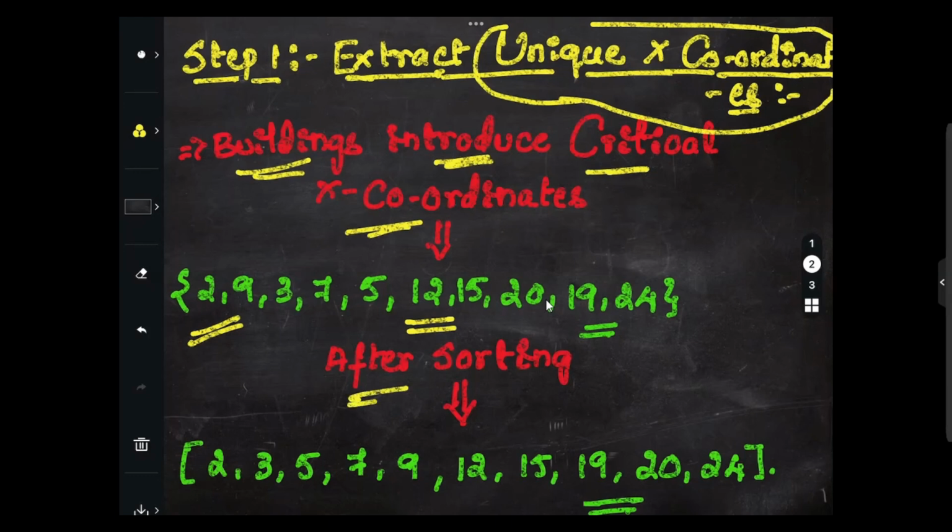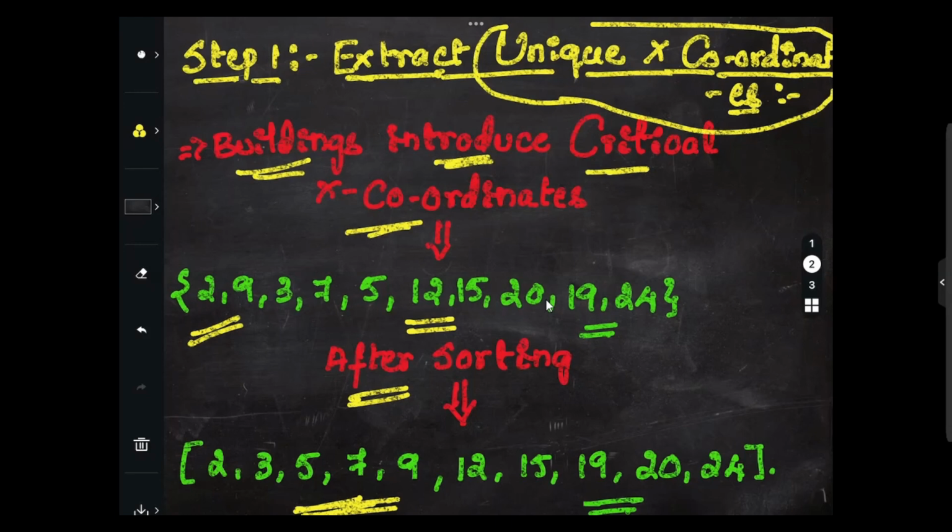We will sort these in ascending order. So we are sorting the x coordinates, nothing but the first two elements of each array. Here we are going with a segment tree with sorting, right? The time complexity would be dominated by sorting, so it would be n log n. You can just take this as a hint. After sorting we have 2 3 5 7 9 12 15 20 and 24.